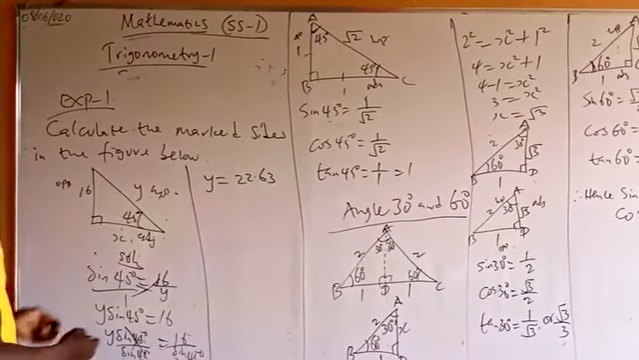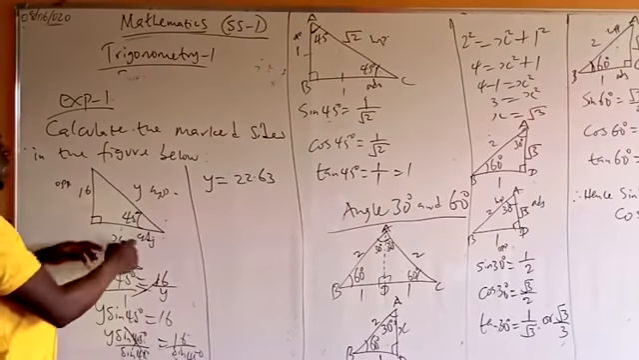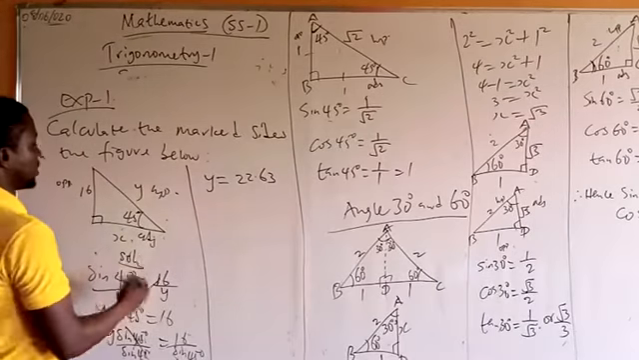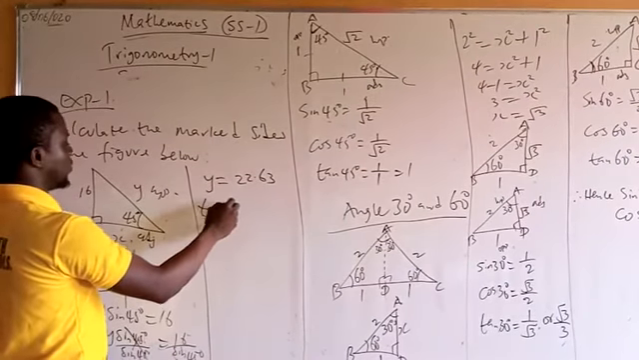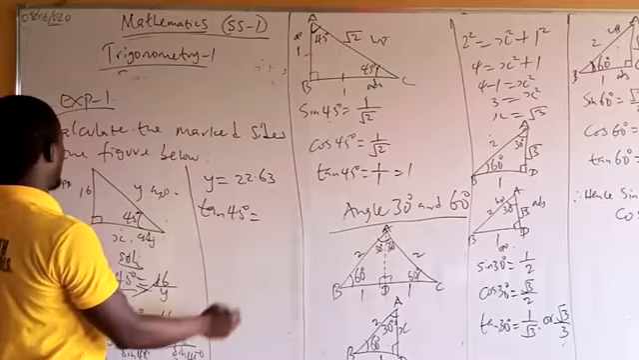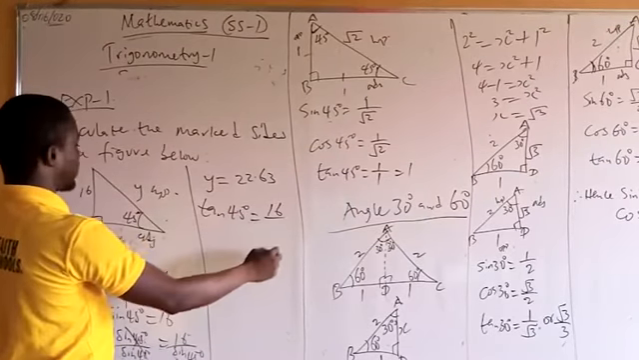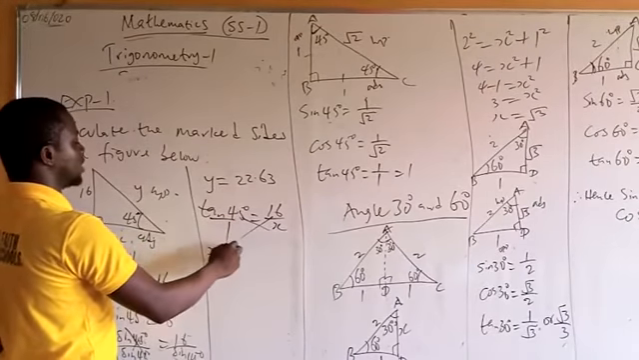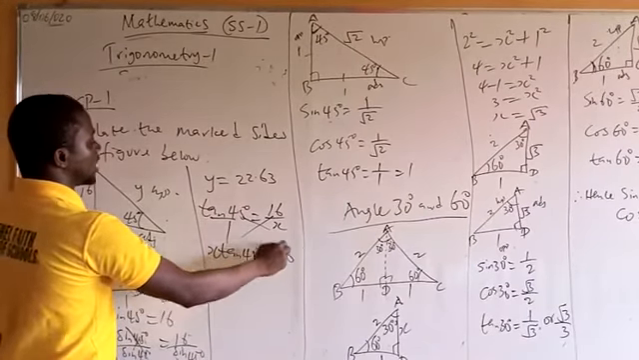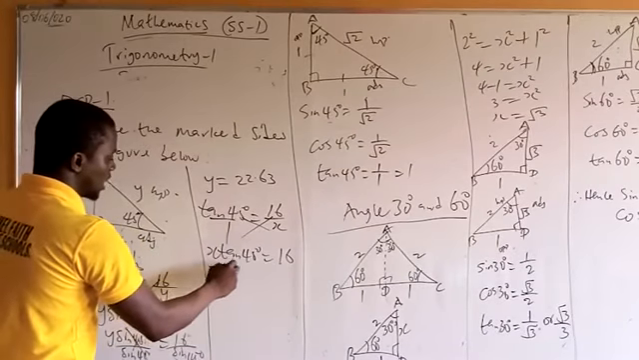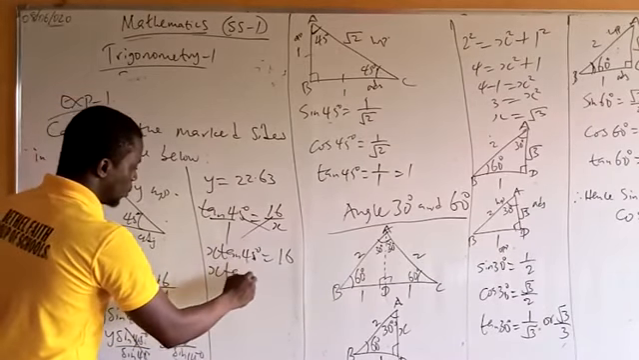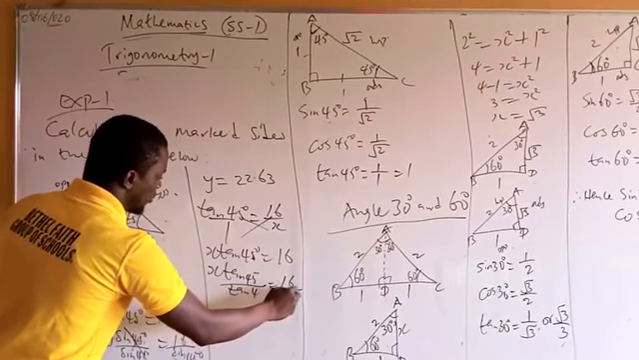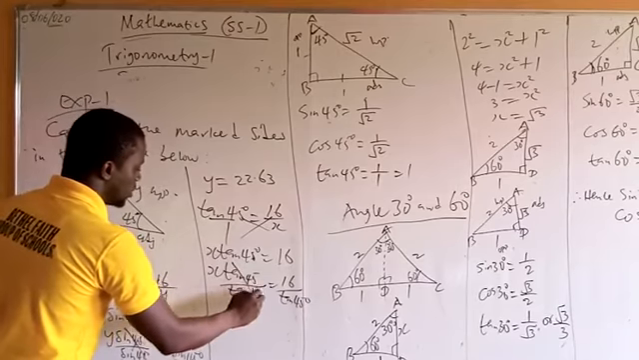Now, the second one, we don't know S, so this side is adjacent. Opposite over adjacent is tan. So now say tan 45 degrees, that is our theta, equals opposite 16 over adjacent S. Cross multiply: S tan 45 degrees equals 16 times 1 is 16. So divide both sides by tan 45 degrees. So S tan 45 over tan 45 equals 16 over tan 45 degrees. This cancels this.